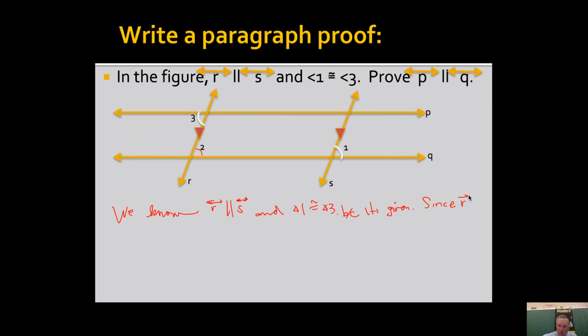Since line R is parallel to line S, and angle 1 and angle 2 are corresponding angles, angle 1 is congruent to angle 2 by, you have parallel lines, these are corresponding angles, by the corresponding angle postulate.